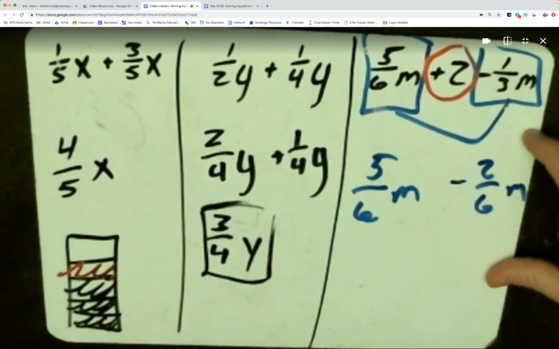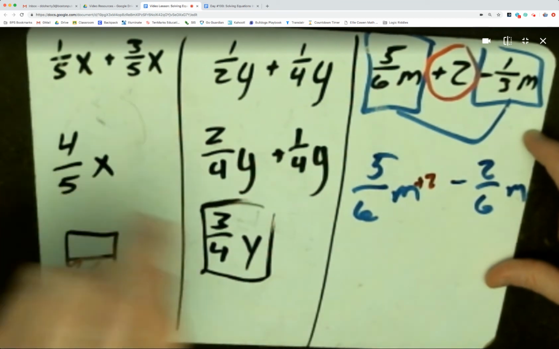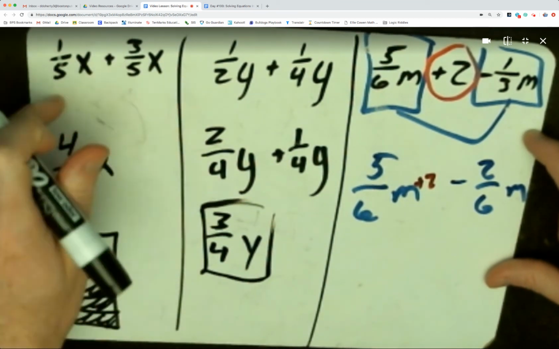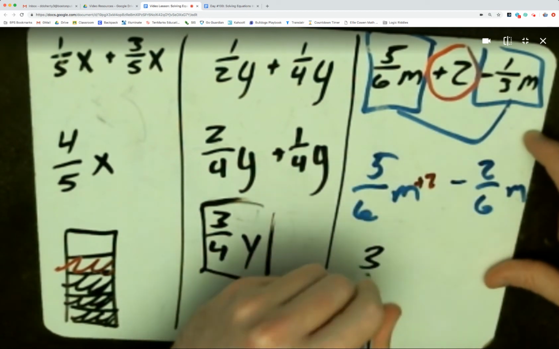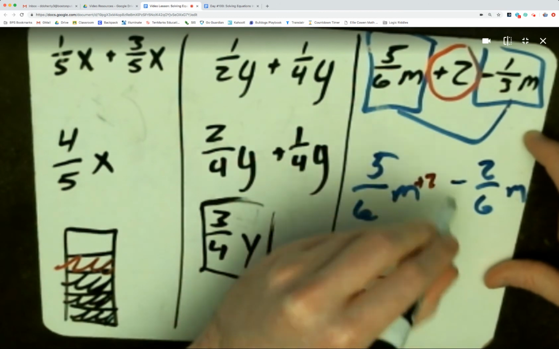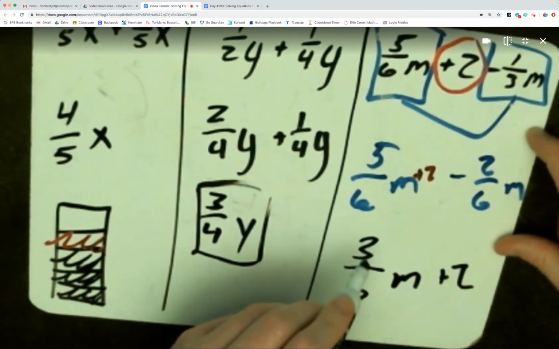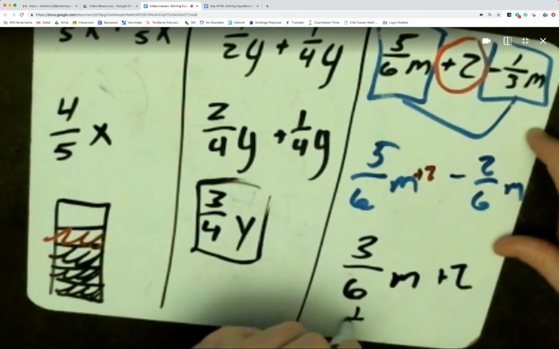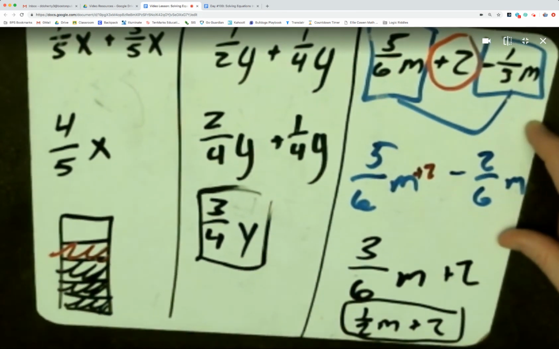I still have the plus 2 there, that can't get involved, but now 5/6 minus 2/6, that's just the same thing as adding with common denominators. When we subtract, numerator minus numerator gives us 3. The denominator stays the same. I get 3/6 m plus 2. And you should simplify 3/6 m at the end of the day to 1/2 m plus 2 is your final answer.